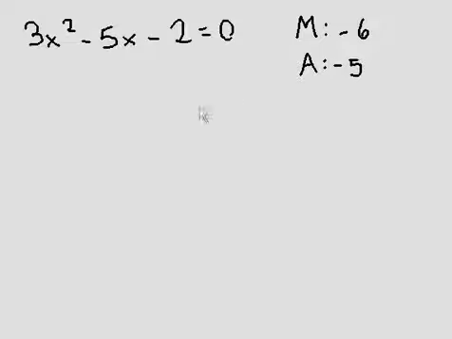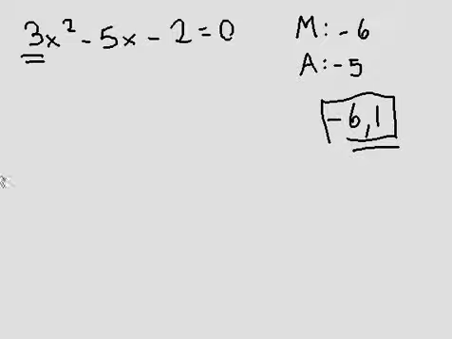Why did I do this? Why did I multiply the 3 and the negative 2? I always need to do that for factoring questions that don't have a 1 here. So those numbers will be negative 6 and positive 1. Hope everyone's okay with that.